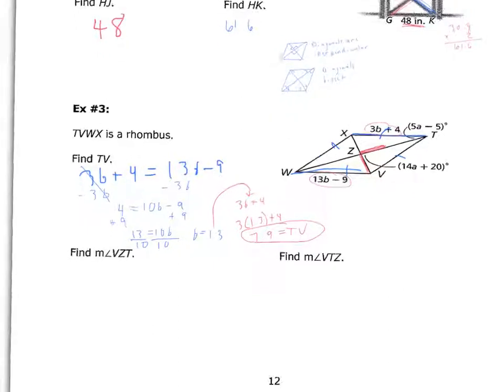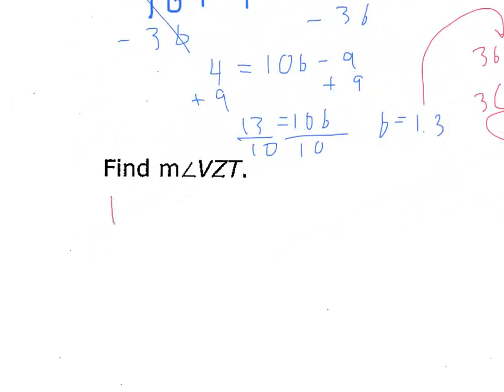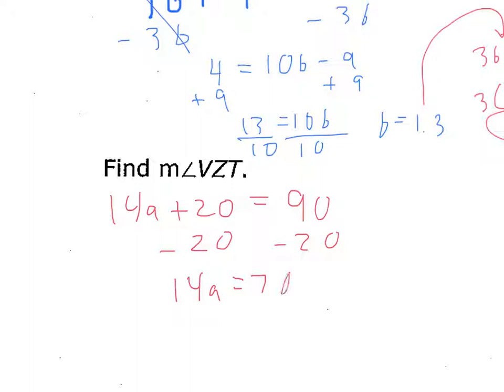So let's take 14A plus 20, which was VZT, and we're going to set that equal to 90. So let's undo addition with subtraction. That gives us 14a equals 70. And if we divide by 14 on both sides, our a ends up being 5.